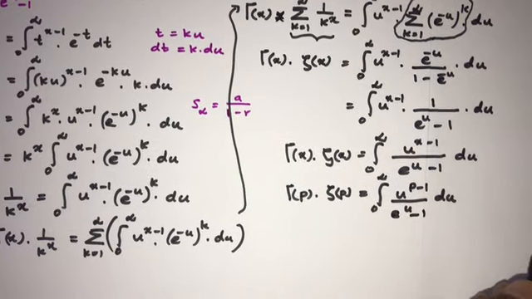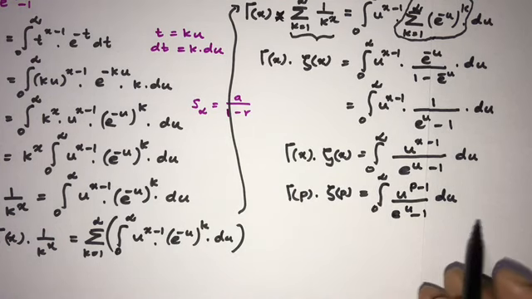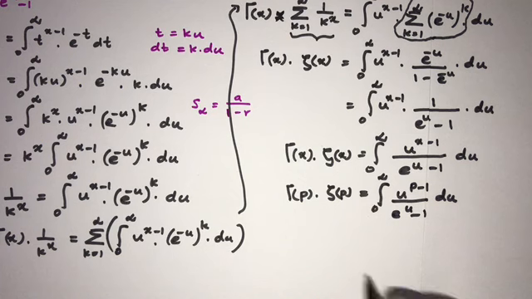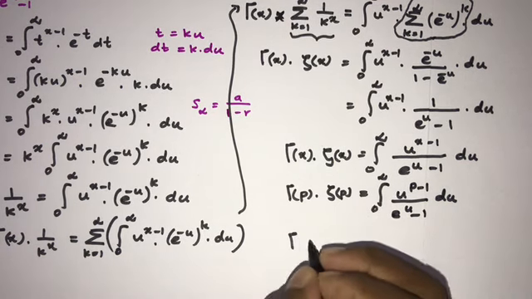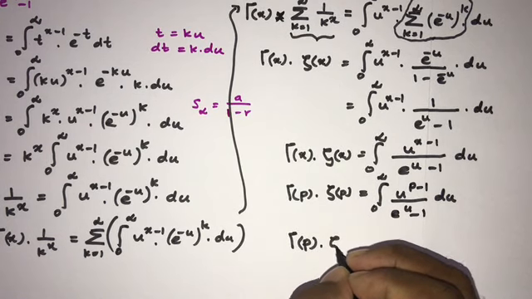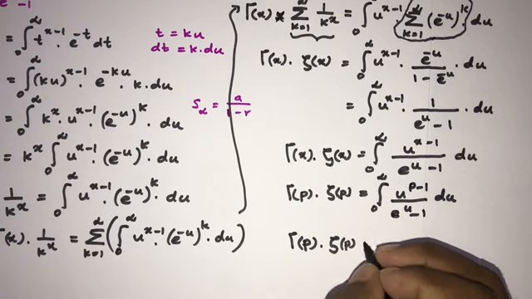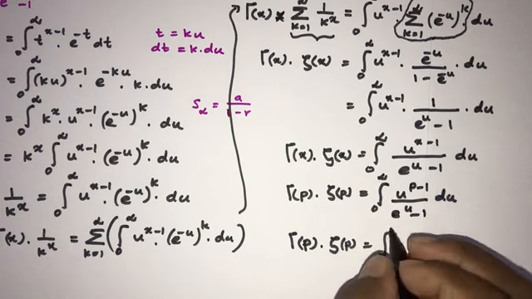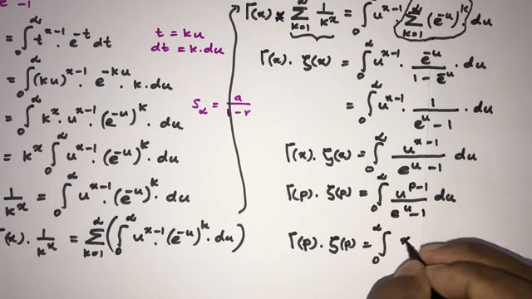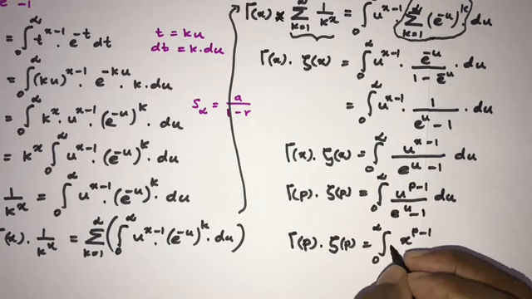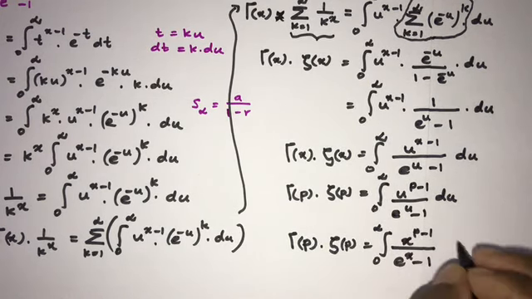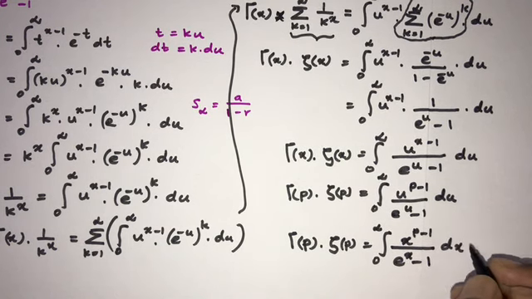Now in our question we have dx, so we can change the variable, and we can write gamma of p times zeta of p is equal to the integral from 0 to infinity of x to the p minus 1 over e to the x minus 1 dx.